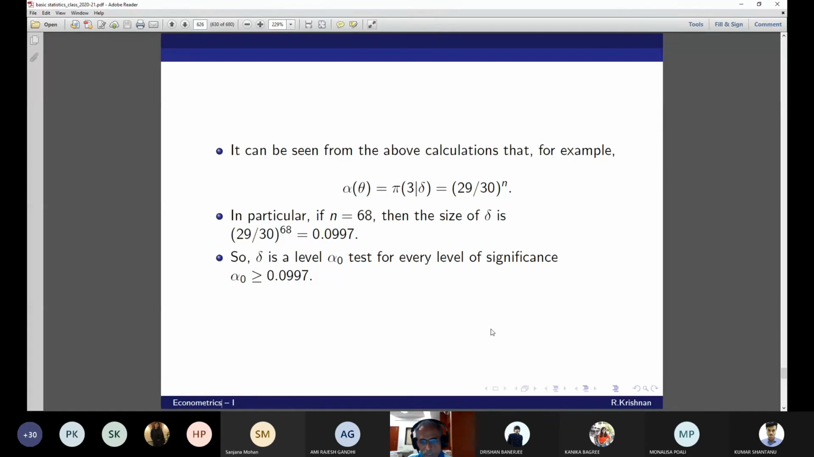So where is the supremum attained? The supremum is attained when theta equals 3. So in particular, if n equals 68, then the size of delta will be 0.0997. Okay, forget it. I wanted to answer that question, but in the end, somebody, Gandhi, just preempted me. Delta is a level alpha 0 test for every level of significance, 0.0997.